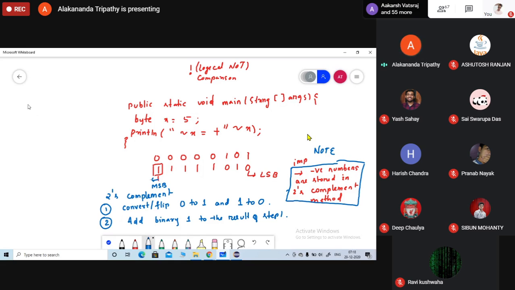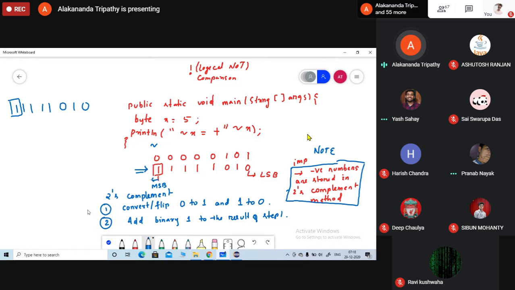Here, what is my number? 1, 1, 1. How many ones are there? 1, 2, 3, 4, 5 ones are there, then 0, 1, 0. This is my number now. After the complement operation, we flipped our zeros to 1 and 1 to 0, and we got this answer. Now it is a negative number. Just put a square mark on the MSB bit.